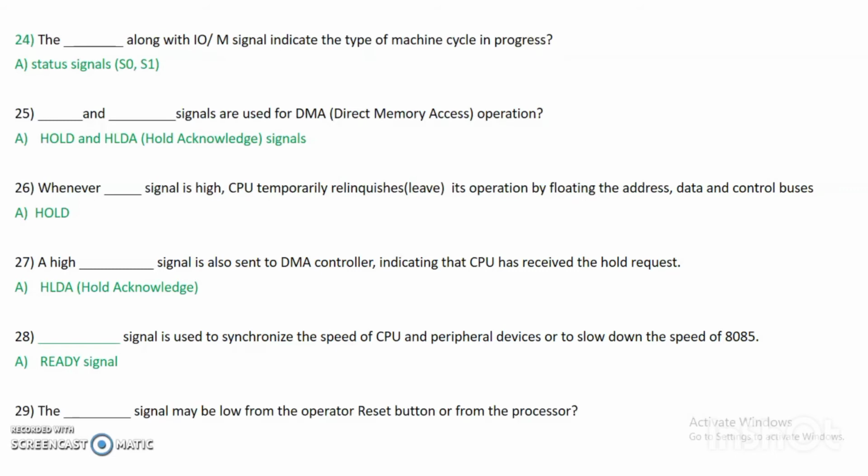Bit number 29. The dash signal may be low from the operator reset button or from the processor. So the answer will be reset in bar. So reset in bar is a signal which will be low from the operator reset button or from the processor.